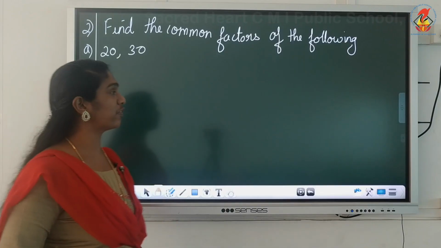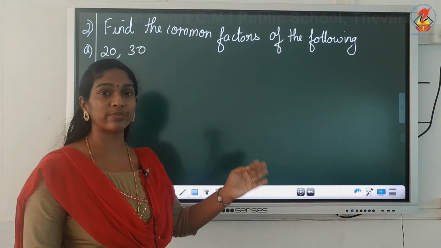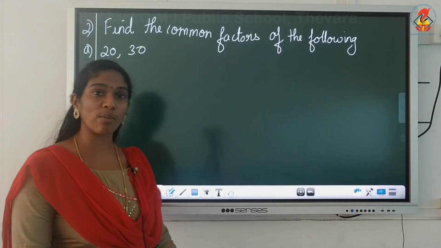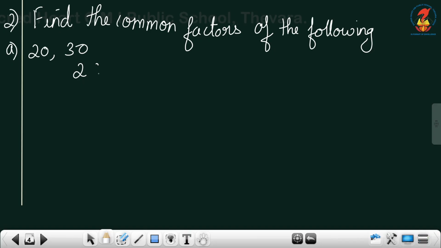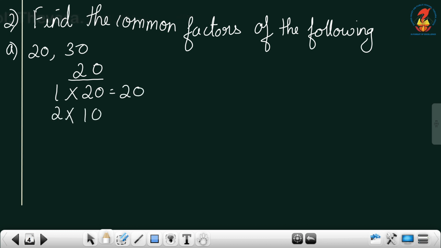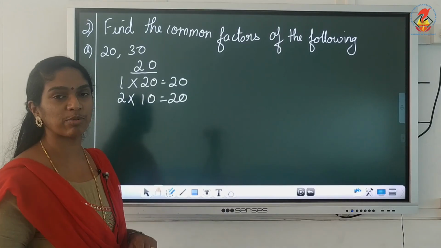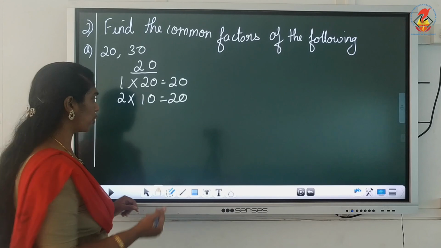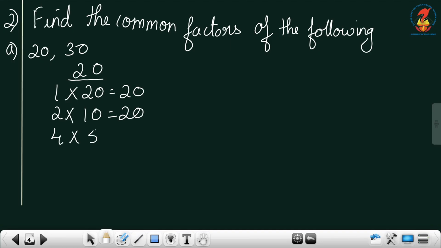Here also what we will do, we will find out the factors of both the numbers. From that you will take out the common factors. So, what are the factors of 20? 1 into 20 is equal to 20. 2's table, do you have 20? Yes. 2 into 10 is equal to 20. Now 3's table, do you have 20? No. 4's table? Yes. 4 into 5 is equal to 20.